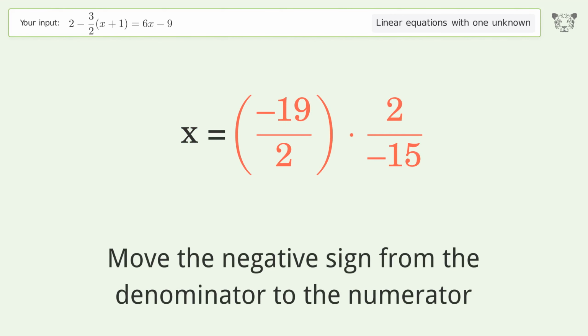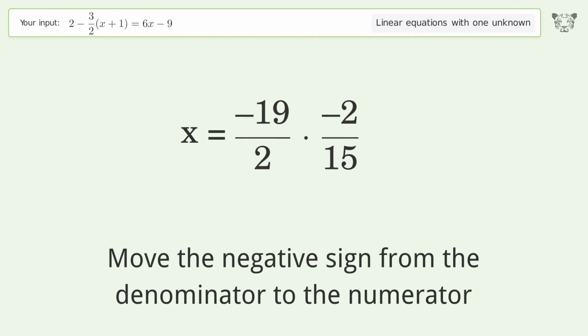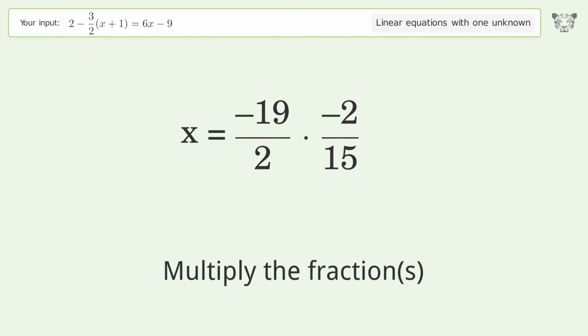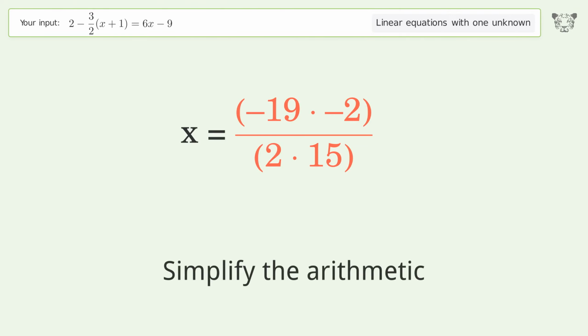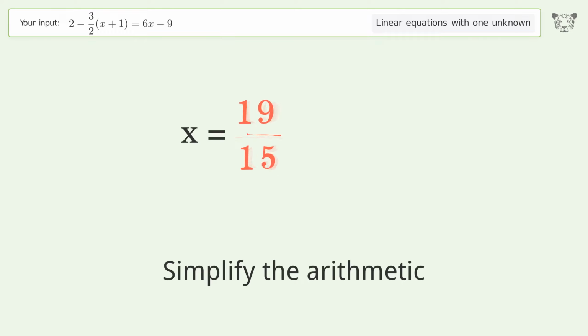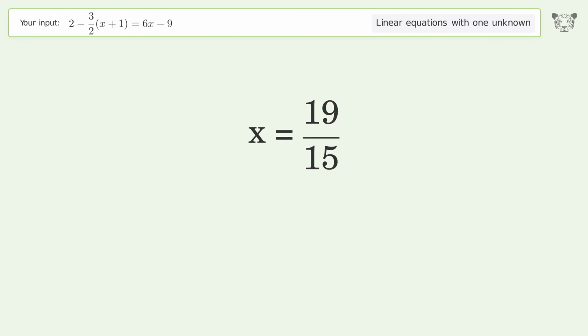Move the negative sign from the denominator to the numerator. Multiply the fractions. Simplify the arithmetic. And so the final result is x equals 19 over 15.